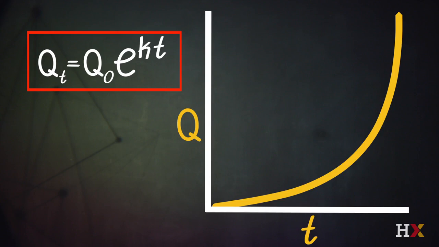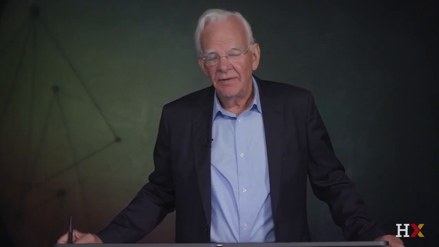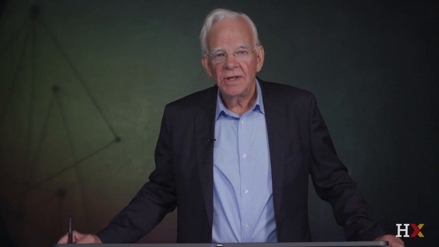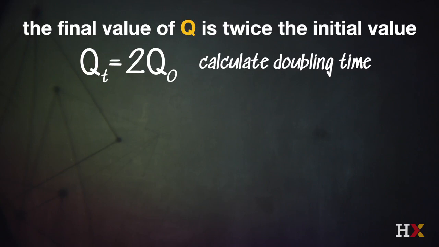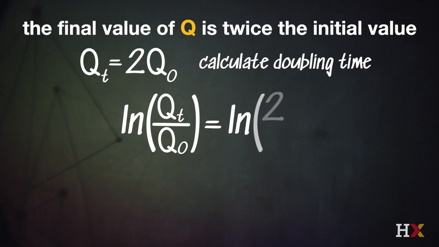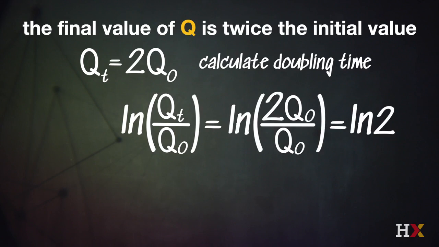So let's apply this to the case of analyzing quantitatively what happens when Q changes at a certain fraction per year. So let's assume that we have a situation where the final value of Q is twice the initial value. And this turns out to be important because we can calculate a doubling time for any quantity that has this characteristic exponential growth, because that means we can equate the log of Q sub t over Q sub naught as the log of 2 times Q sub naught divided by Q sub naught, which is equal to the logarithm of 2.